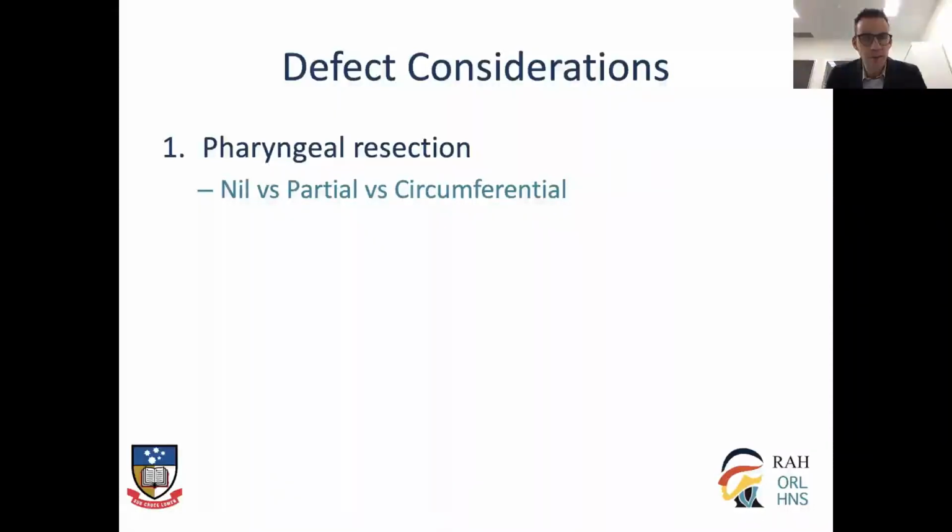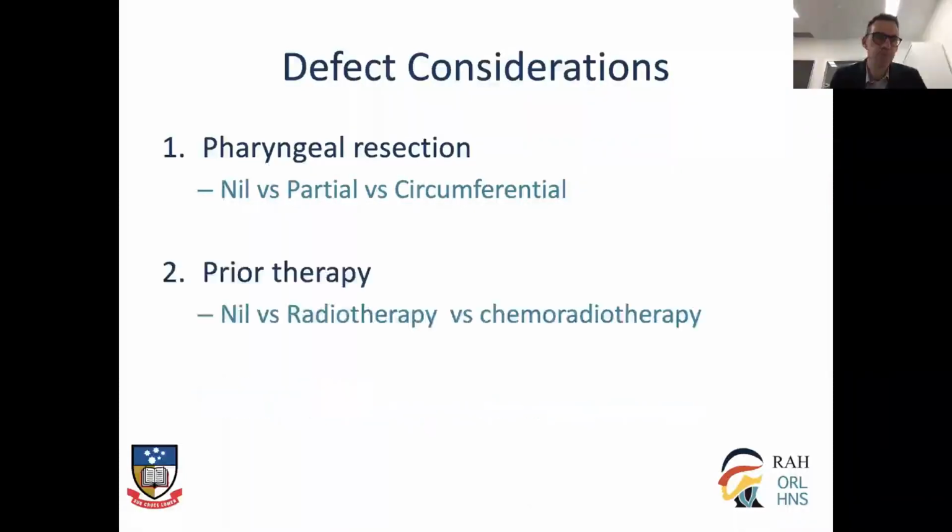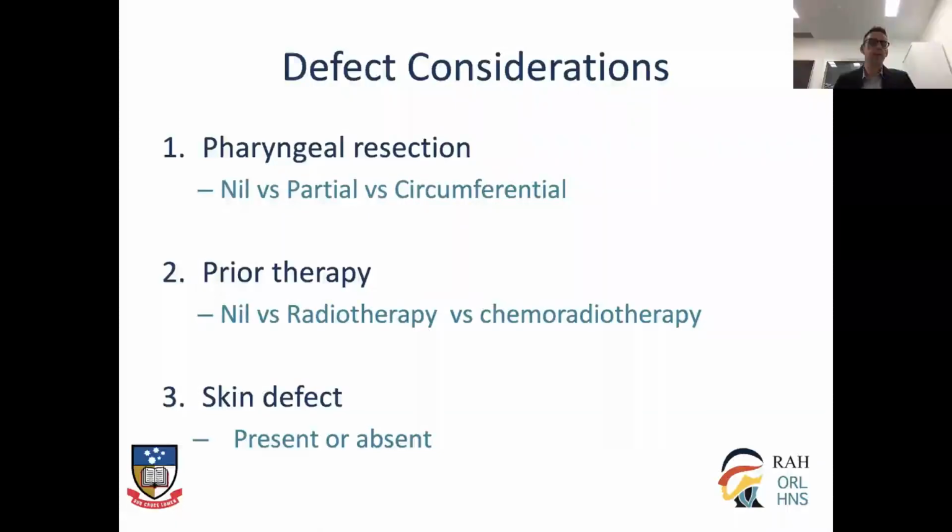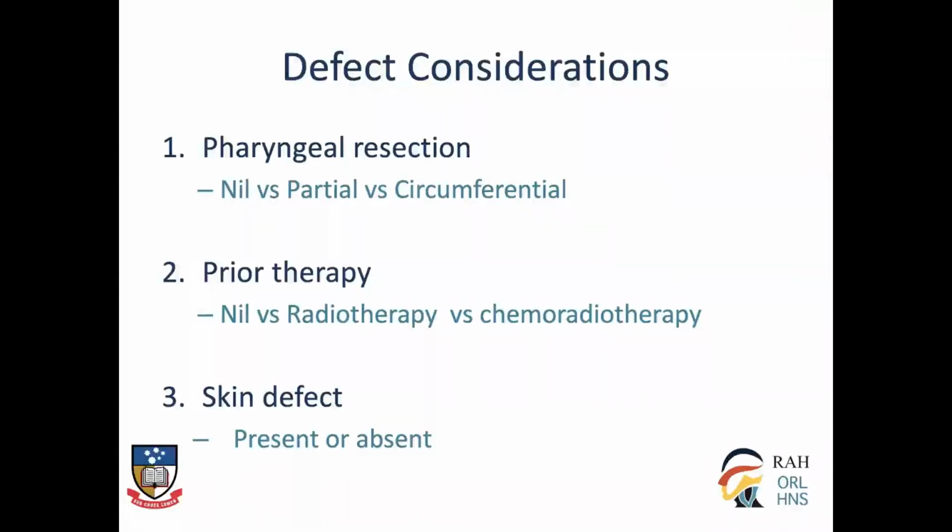Do they have any pharyngeal resection? And is it just purely total laryngectomy? Do they have a partial resection, or do they have circumferential total laryngopharyngectomy? Have they had prior radiotherapy or chemoradiotherapy? And is there a skin defect likely to be present? And I guess the most common time when we see a skin defect is patients who have prior tracheostomies, and the skin around the tracheostomy becomes less than ideal to use, and we end up excising a significant proportion of that skin and hence need to replace that.